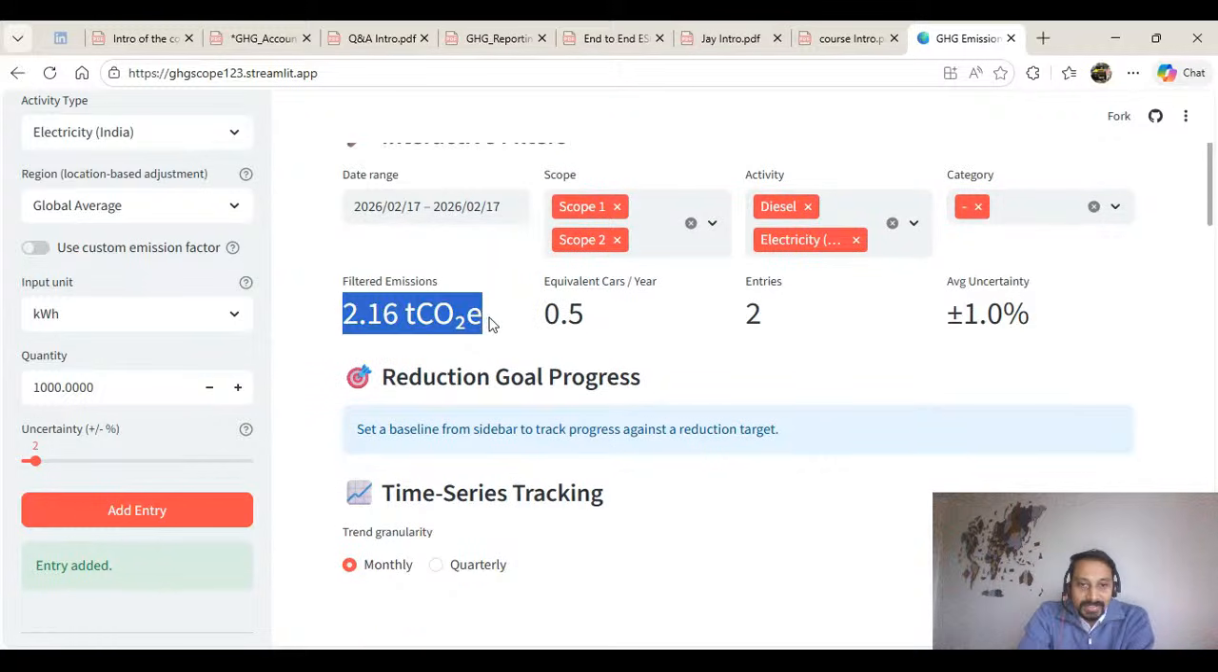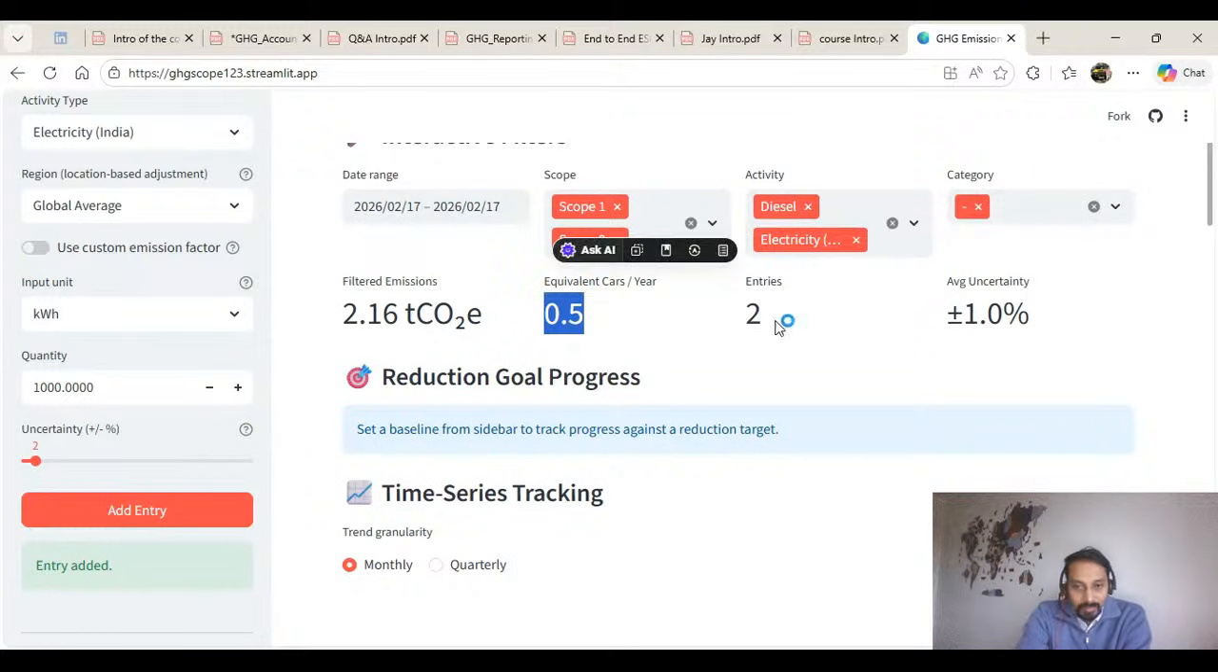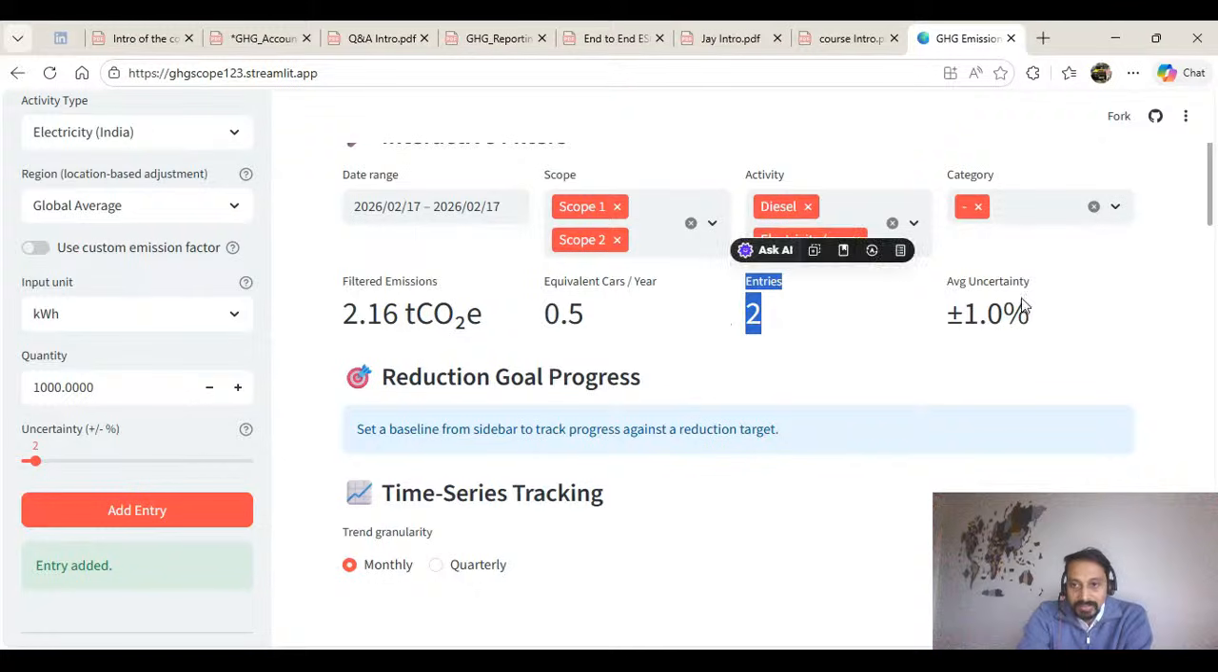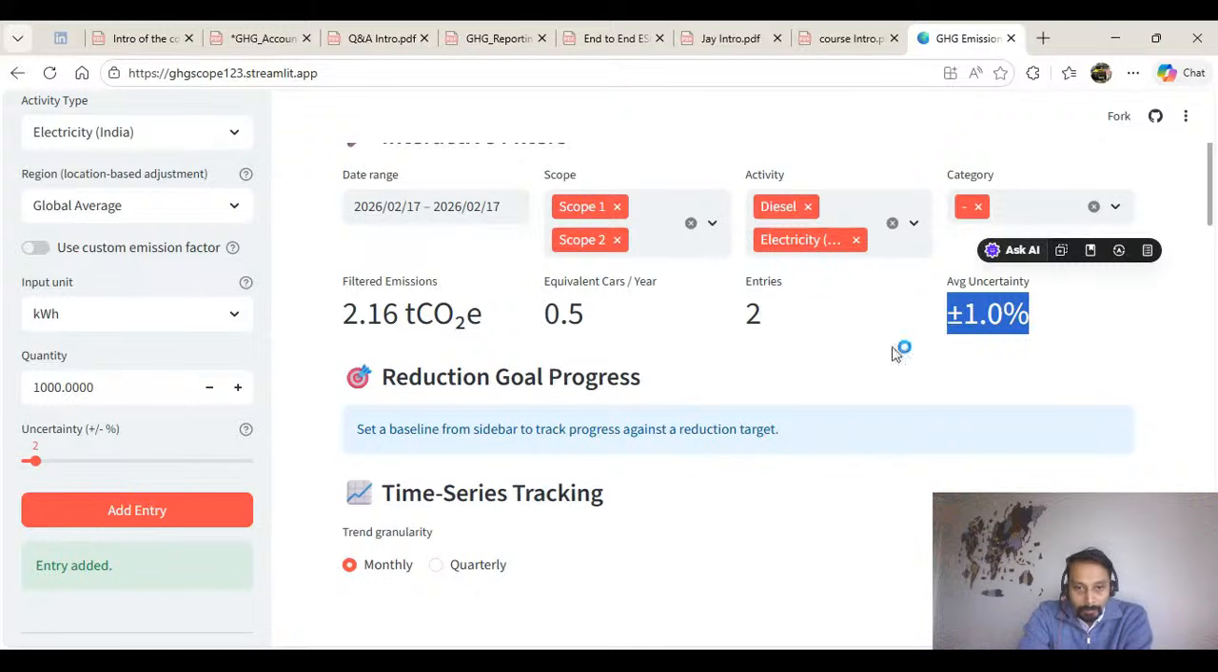So 2.16 tons of CO2 equivalent is your scope 1 and 2 emissions, and that can be equivalent cars per year will be 0.5. There are two entries, and average uncertainty is 1%. Now you have the reduction goal progress as well.